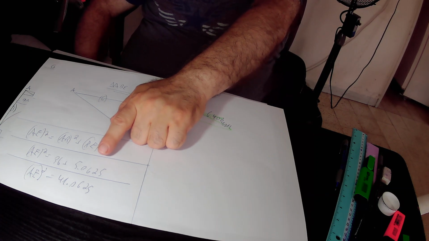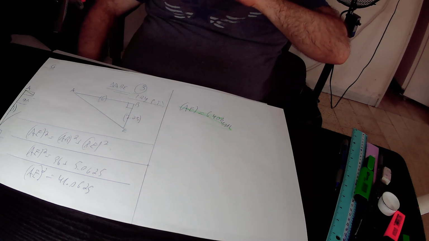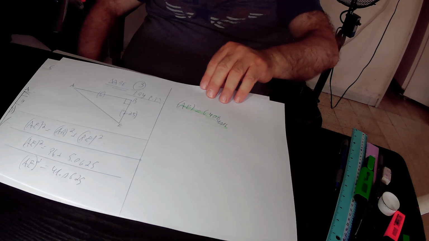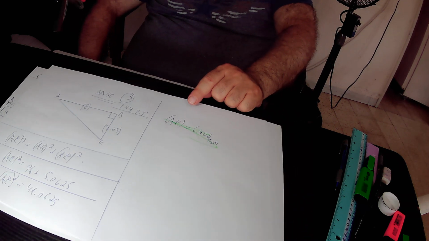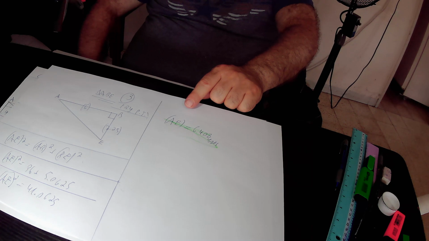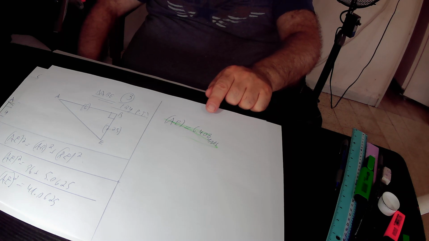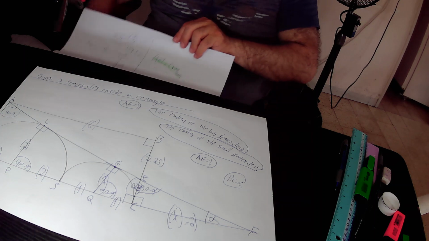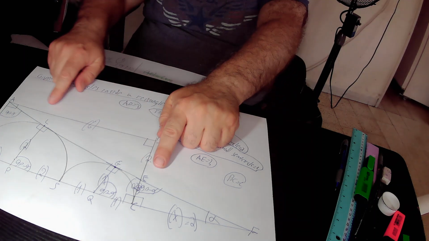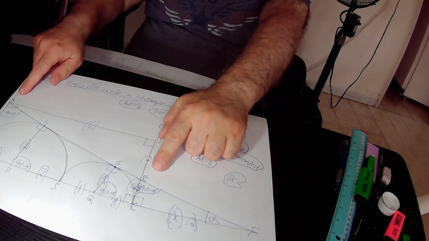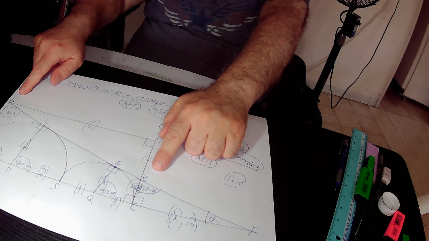So we found that AE square equals 41.0625. Here we took the square root of this equation and finally found out that the missing side AE, the side we are looking for in this question, equals the square root of 41.0625, which is 6.408 units. Again, the length of this side AE is 6.408 units. Okay, thank you very much.